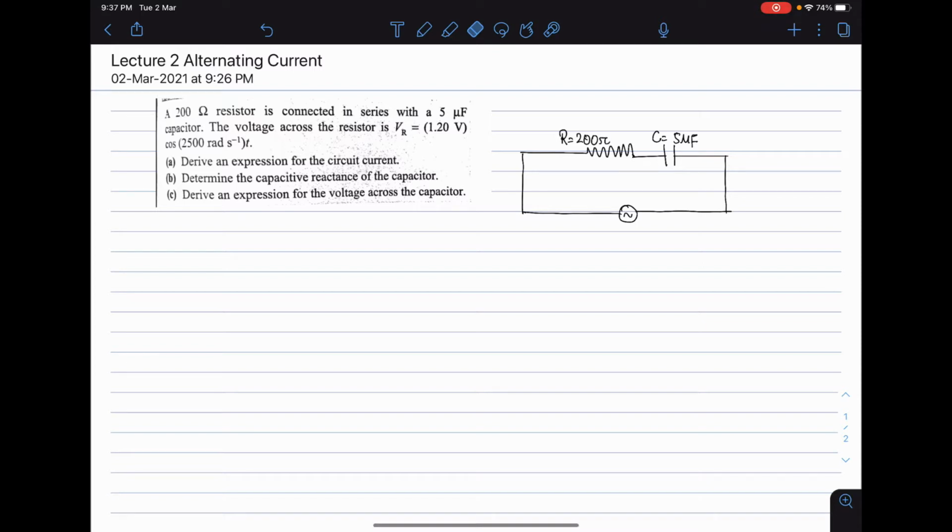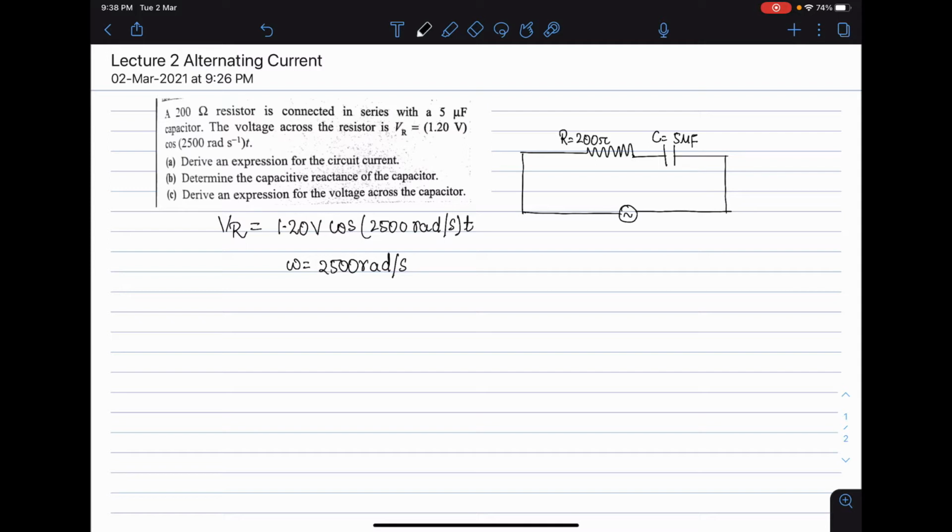So VR we will write here first. VR is given as 1.20 volt cos of 2500 radian per second into t. So from here we can see that this 2500 radian per second is nothing but omega. So omega is 2500 radian per second, right?